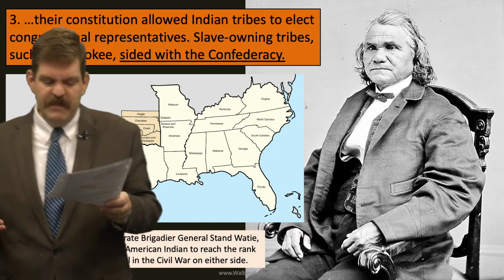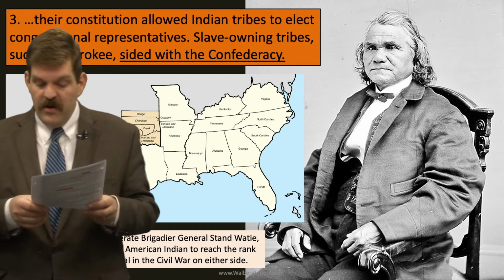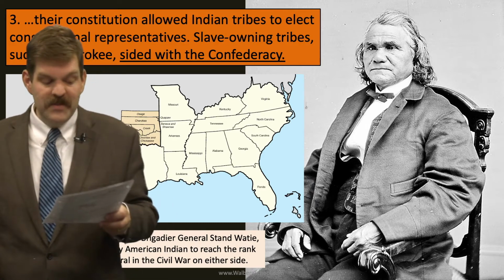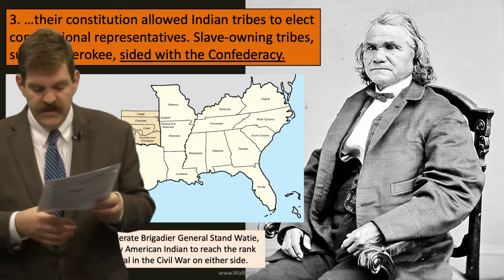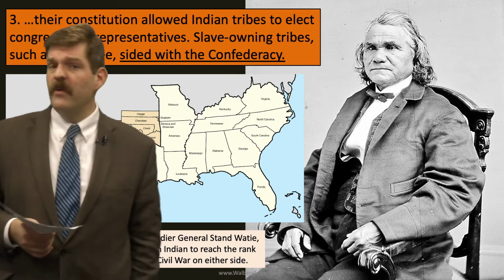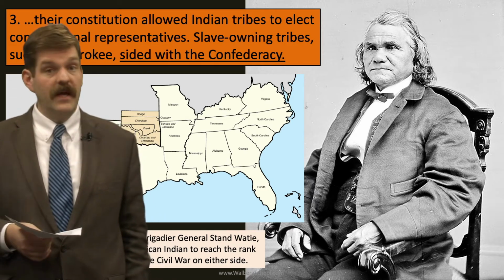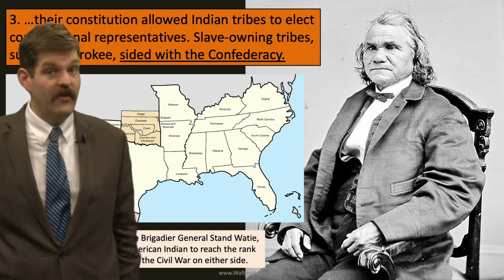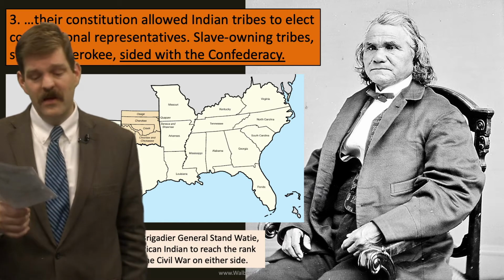Confederates treated Indians better than the United States did. Their constitution allowed Indian tribes to elect even members of Congress. Slave-owning tribes, such as the Cherokee, sided with the Confederacy. And while we don't often think of the Confederacy as one of those places that's really good for civil rights, they did treat Indians better than the United States was treating them.